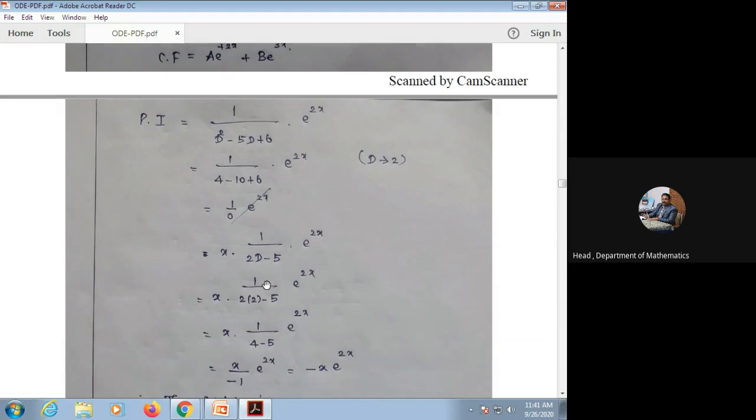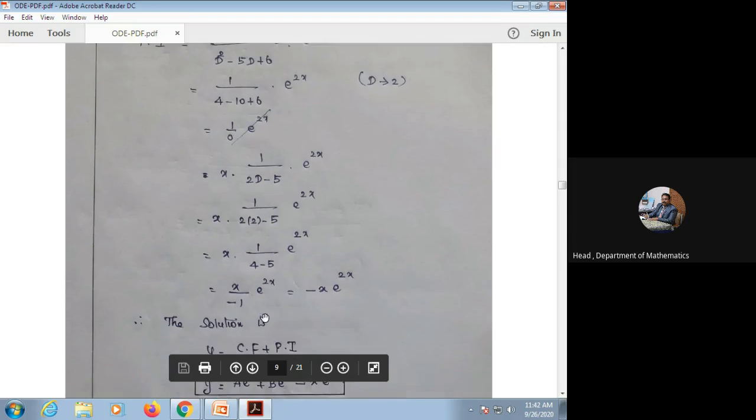solutions. Therefore, we have to find the solution by multiplying this equation by x, then differentiating the denominator with respect to d. Therefore, x into 1 divided by the derivative of the denominator with respect to d. d squared differentiates to 2d. Minus 5 into d, differentiating with respect to d, gives minus 5. A constant term, so the differentiation value is 0. Therefore, multiplying by x, the denominator is 2d minus 5 into the same e power 2x.